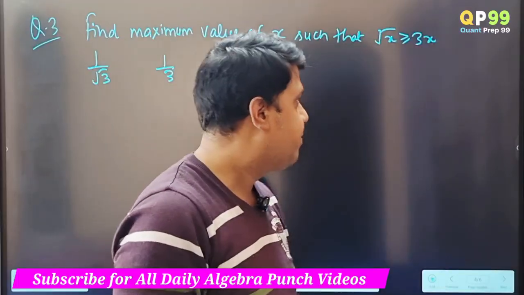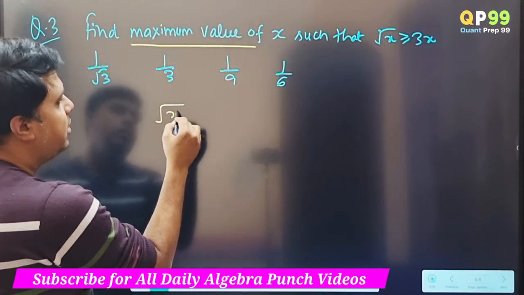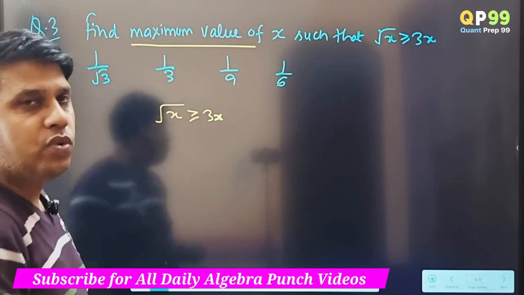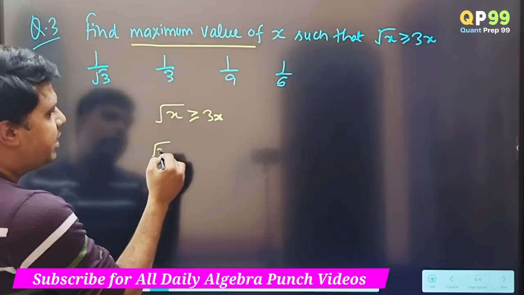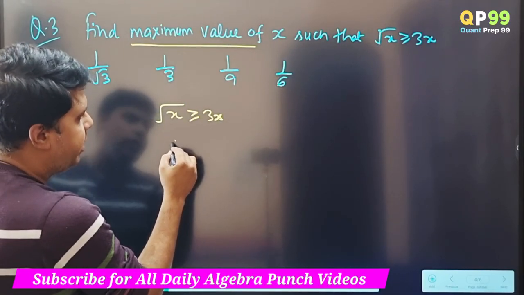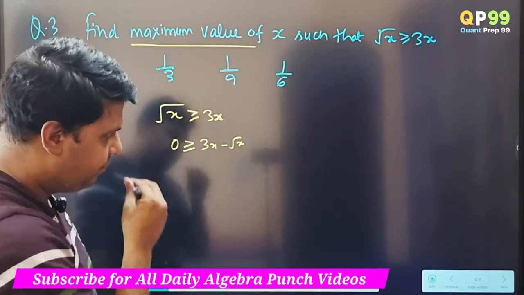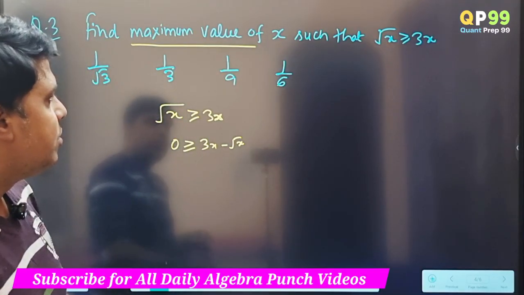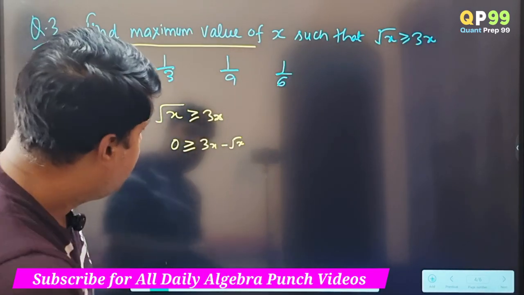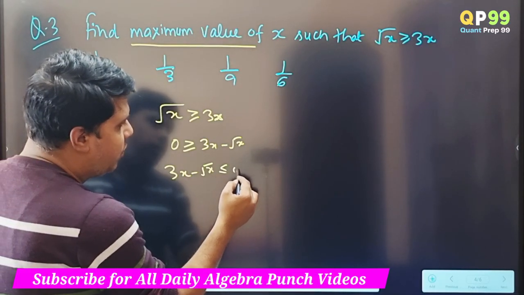So moving to the next question, we have to find the maximum value of x, right? So we have root x greater than or equal to thrice of x, right? So what I can say, just take this to the other side: 0 is greater than or equal to 3x minus root x. So 3x minus root x is less than or equal to 0.